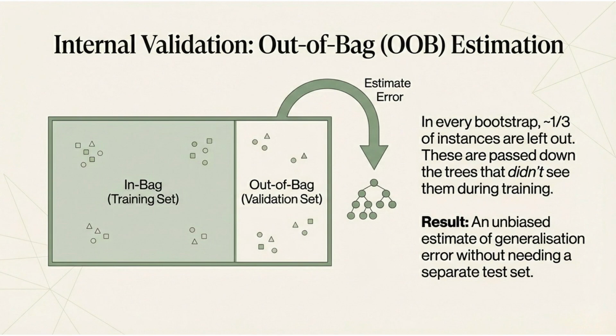Random forest provides an internal validation mechanism called out-of-bag estimation. In each bootstrap sample, about 1/3 of the data is left out of training. These unused samples are called out-of-bag instances. They are passed through trees that did not see them during training to estimate errors. This gives an unbiased estimate of generalization performance without needing a separate test set.